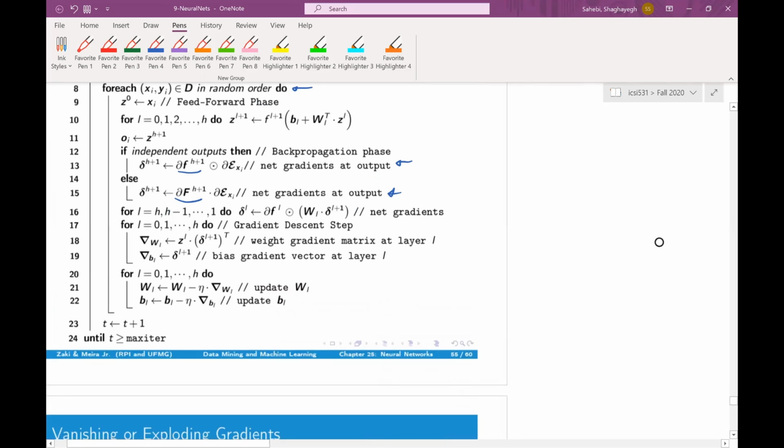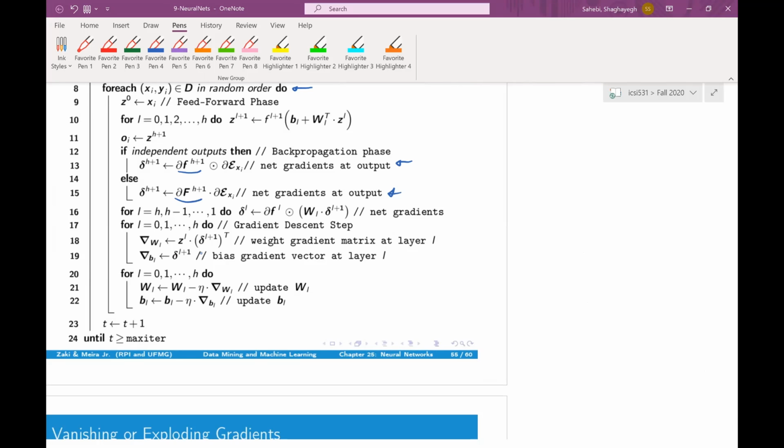And then after we have calculated all of those, then we are going to update our parameters or W's. Now going from the layer 0 to the last layer, we are going to update the gradient of W for that layer by multiplying the Z of that layer with the net gradient of the next layer transpose. Similarly for the bias vectors.